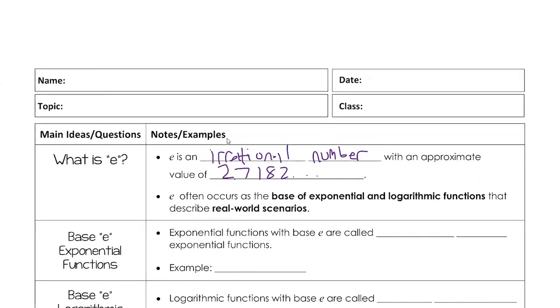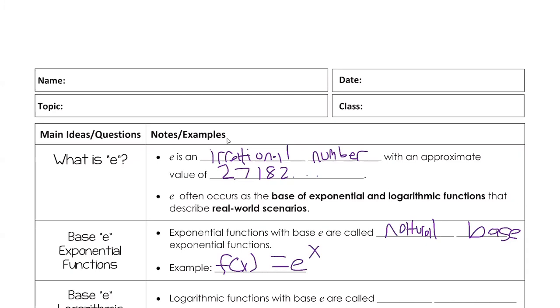Like I said, e often occurs as the base of exponential and logarithmic functions that describe real world scenarios. The most common one I can think of is compound interest, which is basically when your interest is being calculated all the time in a bank account, which is often the case. In finance, it does come up quite a bit. We're going to look at exponential functions with base e, and we call these natural base exponential functions. So if we have a function like e to the x, we say that has a natural base.